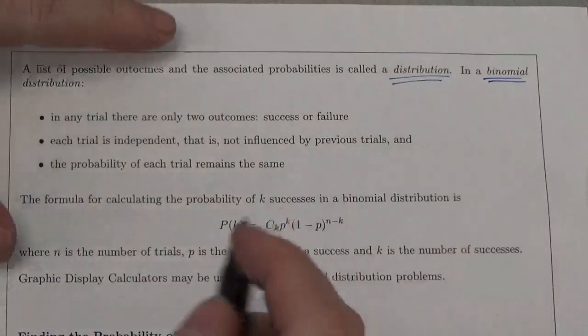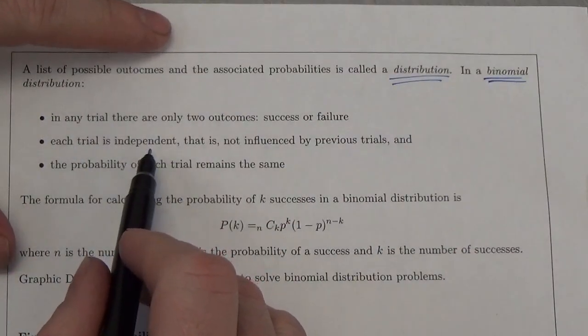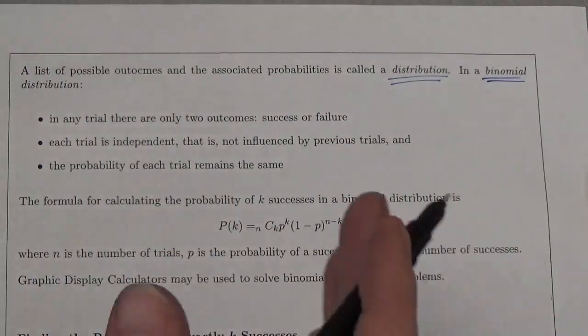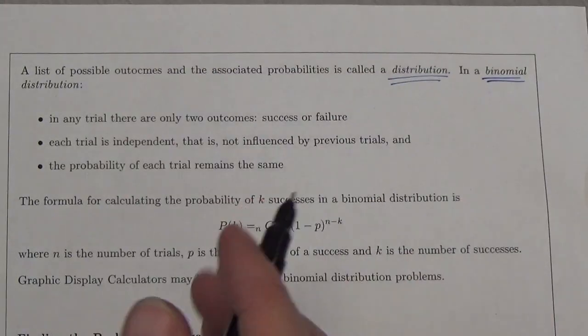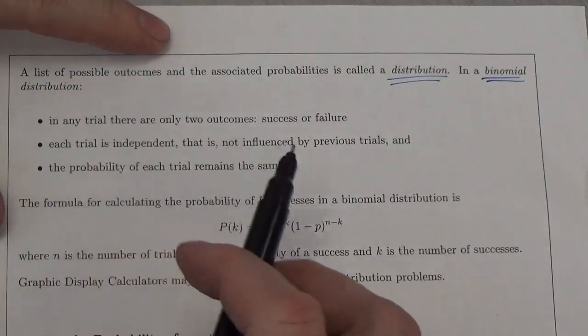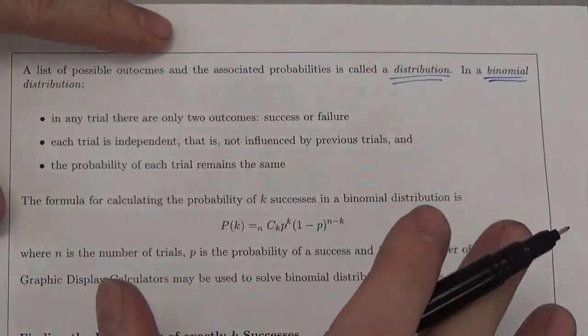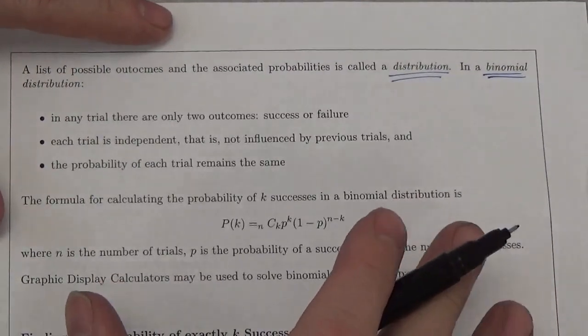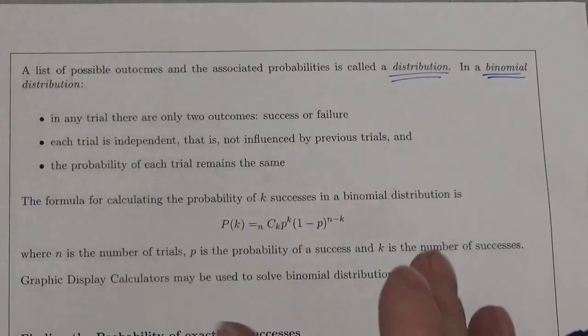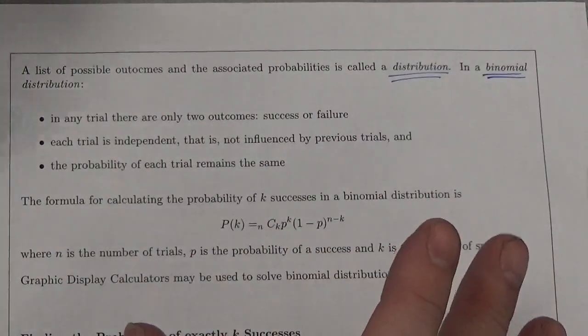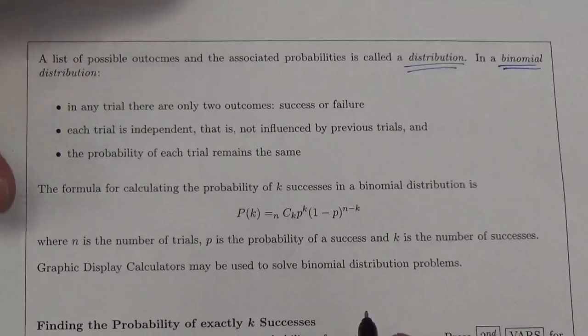Each trial is independent, meaning that if you flip one coin, it doesn't affect the outcome on another coin. And the probability of each trial remains the same. Every time you flip the coin, the probability is a half that it's going to come up as heads. That doesn't change over time. There's nothing that influences that. That's just the way it goes.